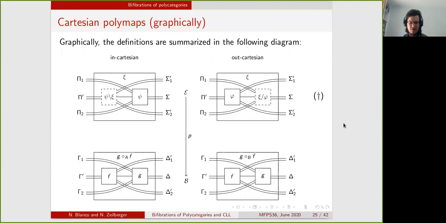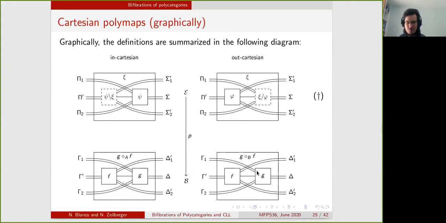With this graphical representation, we can give a concise definition of Cartesian polymap, so of both in and out Cartesian polymap, which correspond to, for the in, Cartesian map, and for the out, opCartesian map. They are defined, for example, for out Cartesian in this way, by saying that phi is out Cartesian in this output, so it's still parameterized by one specific output, if any map that lies over a composition by the image of F will factor through F.